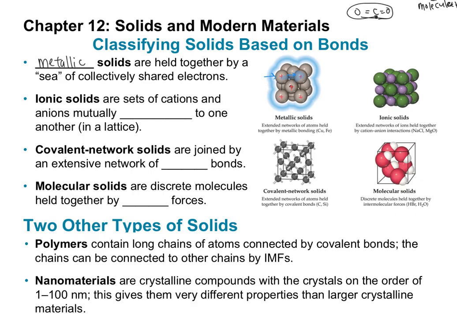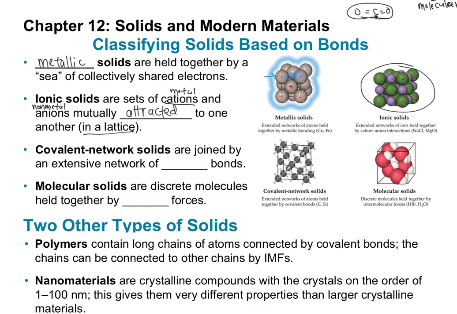We also have ionic solids, which are cations, which are metals, and anions, which are nonmetals. They are held together by attractive forces. They're mutually attracted to each other in a lattice, alternating in all the different directions. So here we have cation, anion, and it would keep repeating over and over in 3 dimensions. And it's very strong.